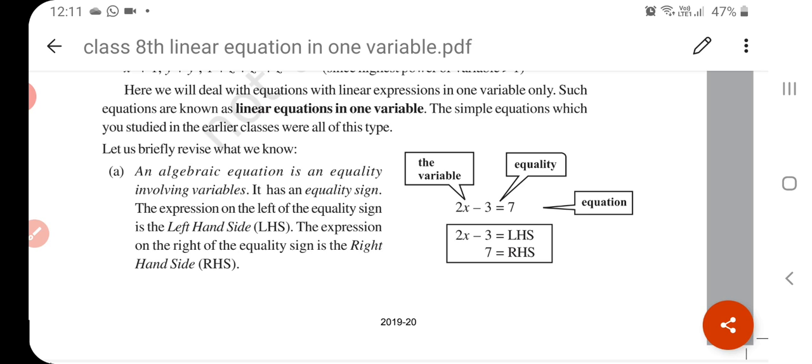Understand? What do you mean by coefficient? If I talk about the coefficient of x, you can tell me here it is 2 into x. So here the coefficient of x is 2. Whatever is in multiplication with the variable, you can call that the coefficient.